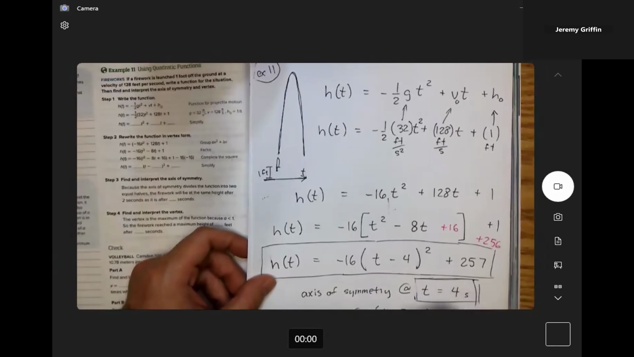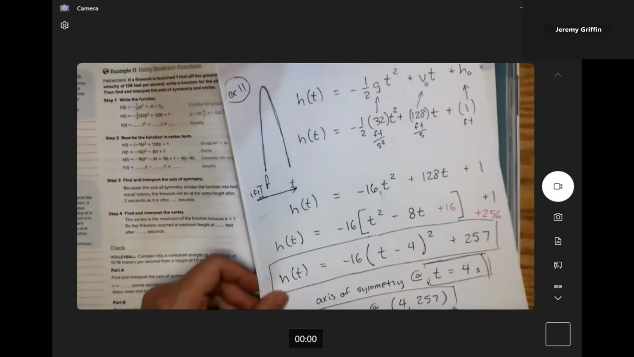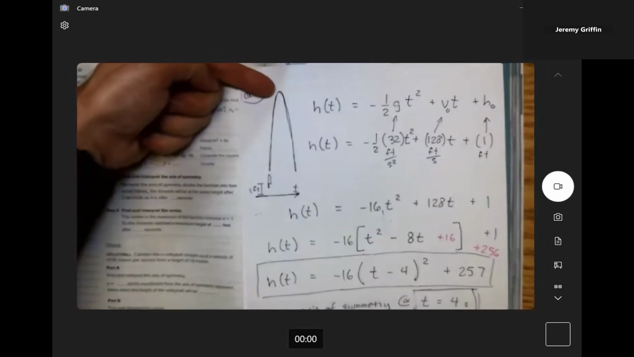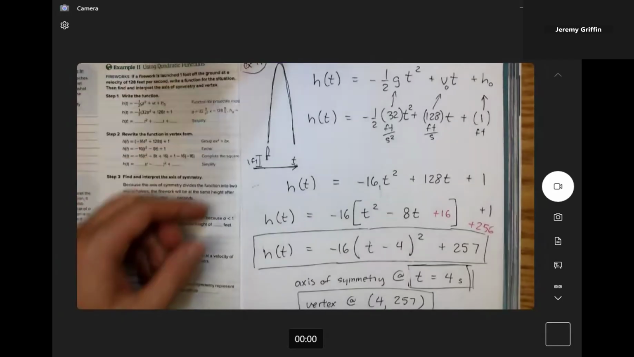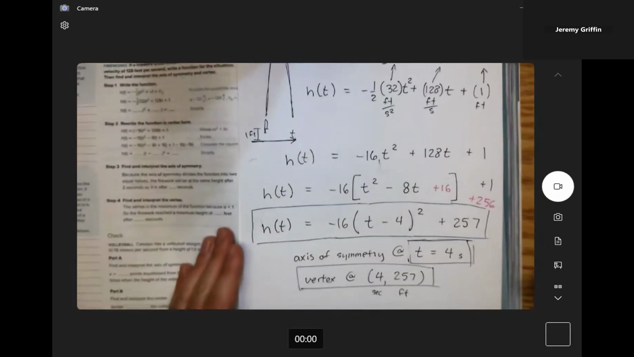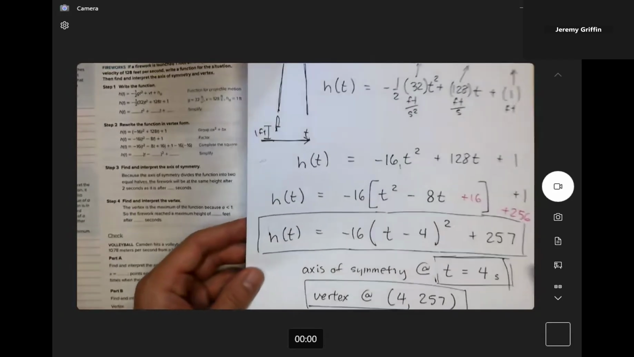Okay, so this is seconds and this is feet. Okay, so there we go, vertex. Okay, and that represents this top point right here. All right, there it is. There's everything you want to know about that firework.